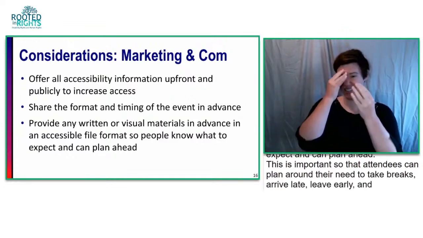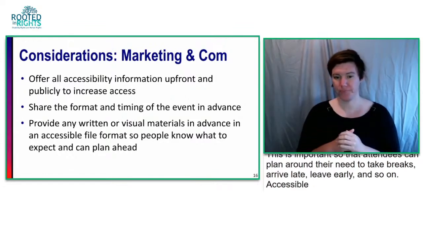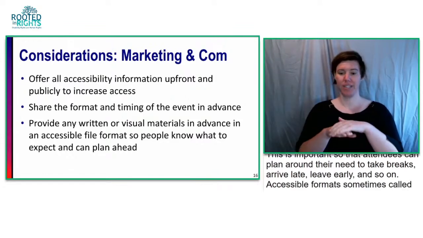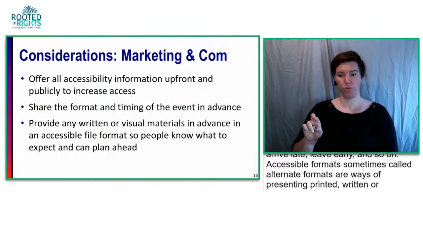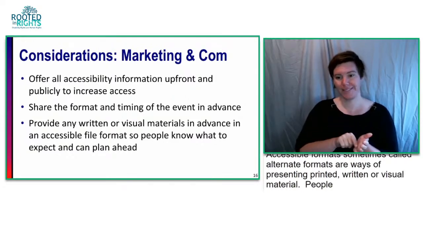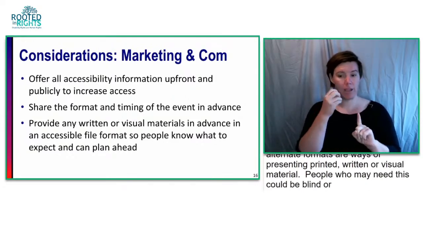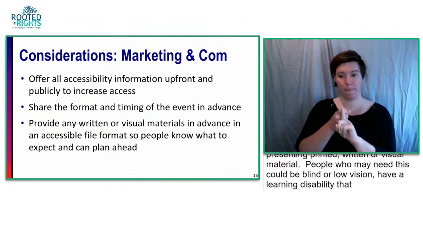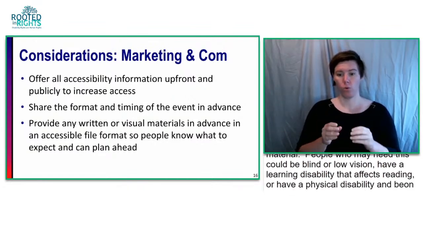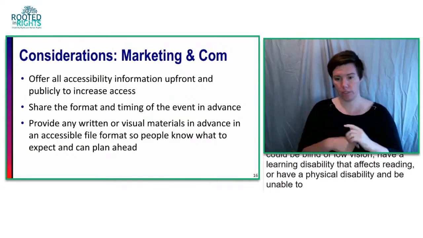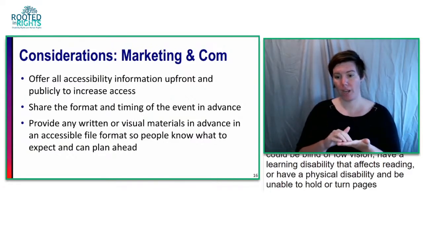Accessible formats, sometimes called alternate formats, are ways of presenting printed, written, or visual material. People who may need this could be blind or low vision, have a learning disability that affects reading, or have a physical disability and be unable to hold or turn pages. Braille and large print are examples of alternate formats.